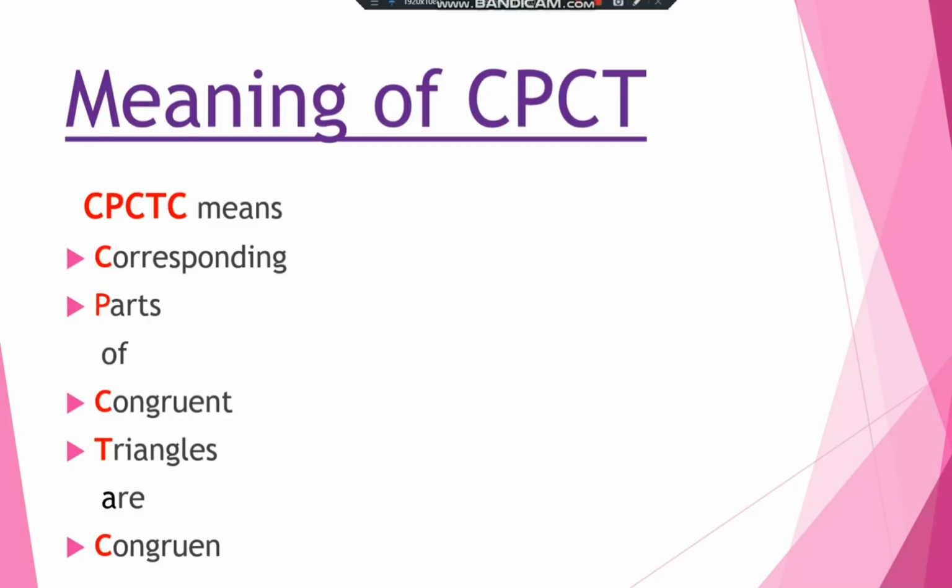So the first C stands for corresponding, P stands for parts, C stands for congruent, T stands for triangles, and the final C stands for congruent, which here means equal also. So if we see this whole abbreviation CPCT, it means corresponding parts of the congruent triangles are congruent or equal. That means their corresponding parts are equal.